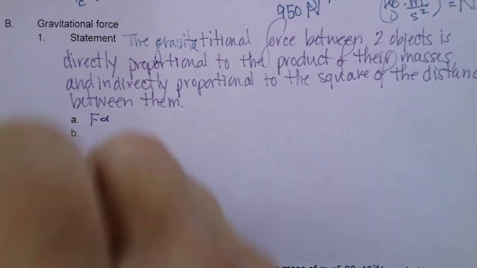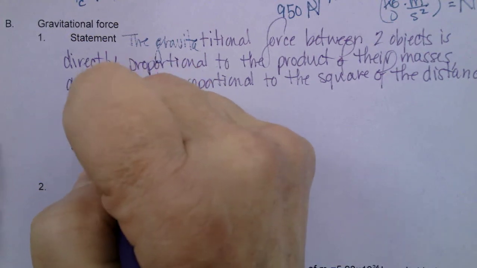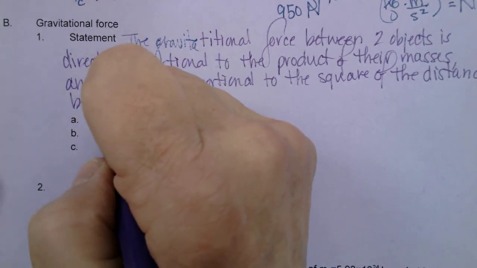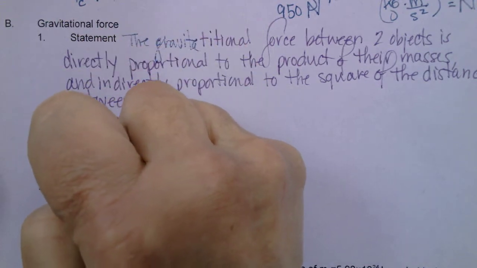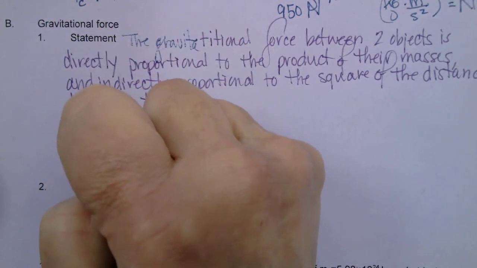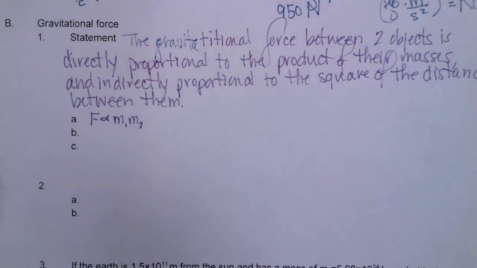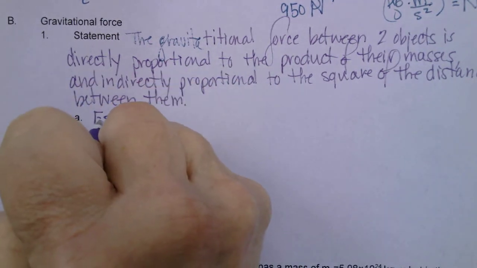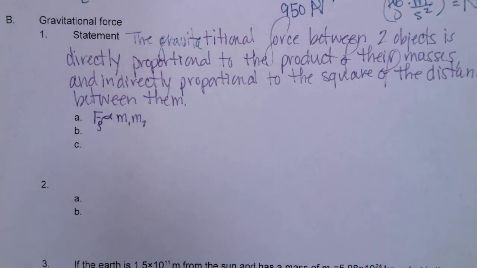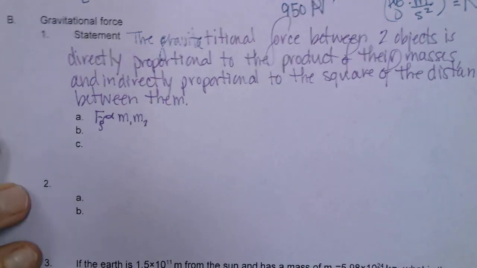Directly proportional to the product of the masses. Product means what function is going on? Multiplication. So it's m1 times m2. That's how I would write a proportionality. Force of gravity, and I'm going to make this a little g. The force of gravity is directly proportional to the product of their masses.